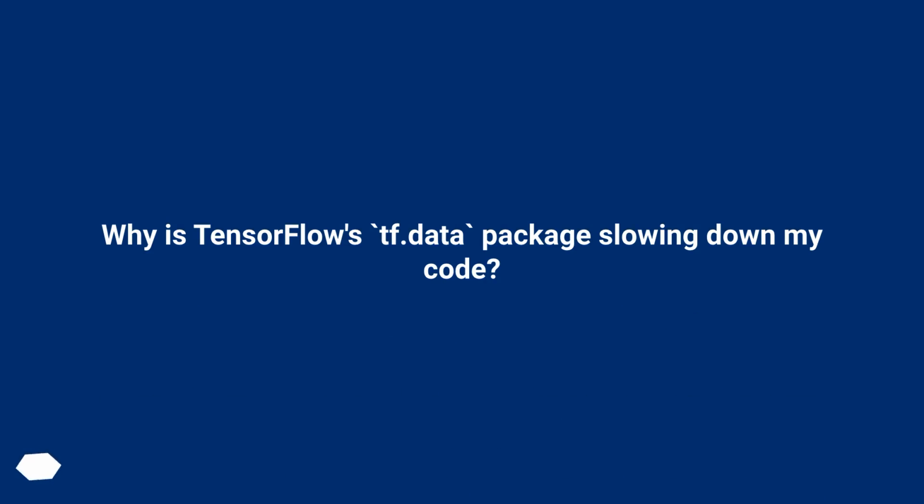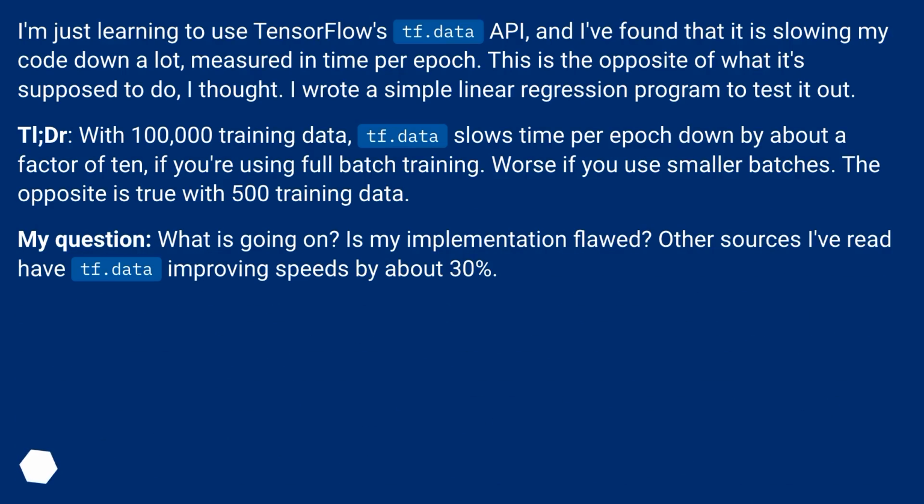Why is TensorFlow's tf.data package slowing down my code? I'm just learning to use TensorFlow's tf.data API, and I've found that it is slowing my code down a lot, measured in time per epoch. This is the opposite of what it's supposed to do, I thought. I wrote a simple linear regression program to test it out.